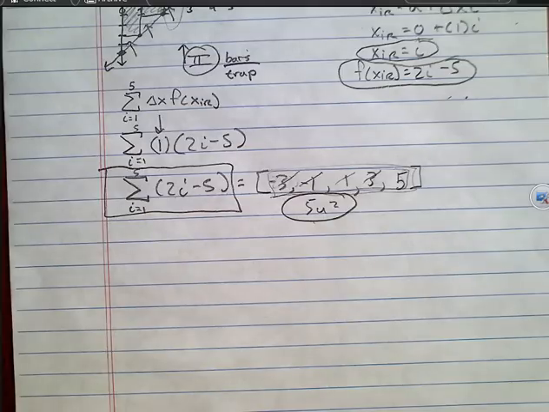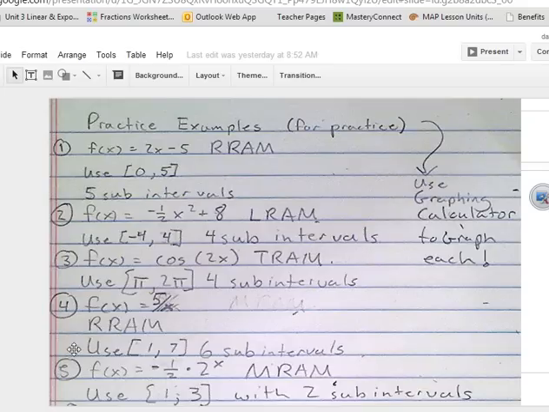So, next problem. Let's go to the extra practice. Now we've got f of x is equal to negative 1/2 x squared plus 8. Okay? It's an LRAM. Alright, so I'm going to go ahead and start copying. I'm going to use a separate sheet of paper for every problem. Not that you have to, but you should. Alright, so f of x is equal to negative 1/2 x squared plus 8, LRAM.